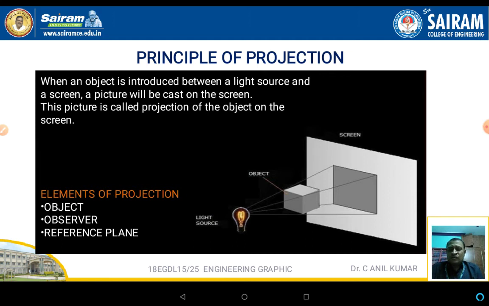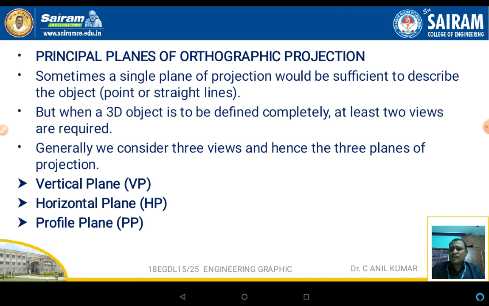Now there are 3 entities: the light source, the object, and a screen. The light source is indirectly the observer. The object is the object. The screen is the plane where the image of the object is cast. Now the principal planes of orthogonal projection.